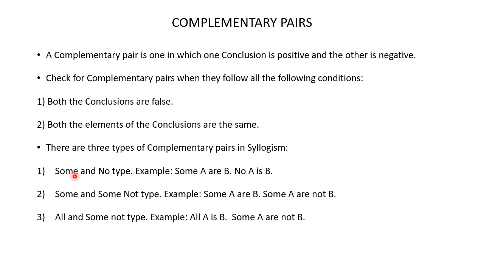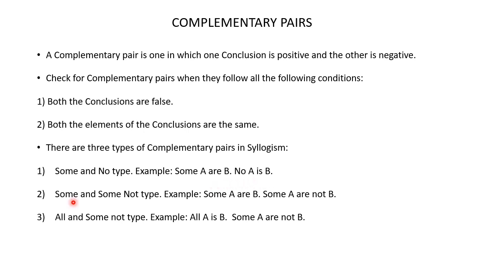Some and no type. Example, some A are B, no A is B. This is a complementary pair. As you can see here, this is positive and this is negative, and the subject and predicate in both are the same. That is, the subject and predicate are A and B in both these cases.